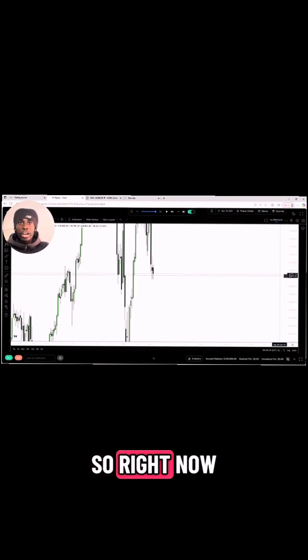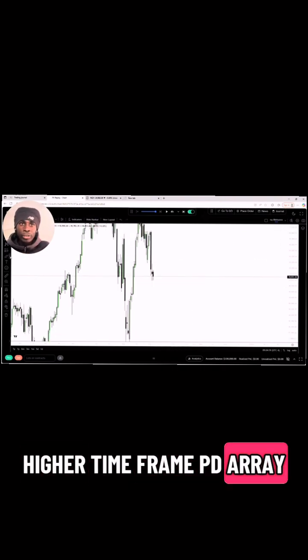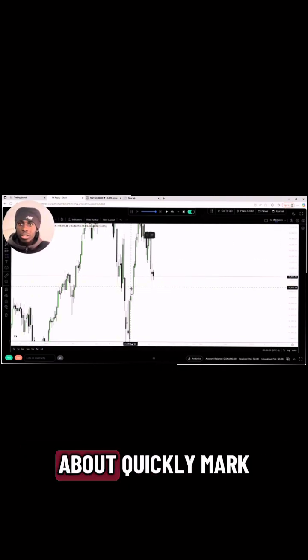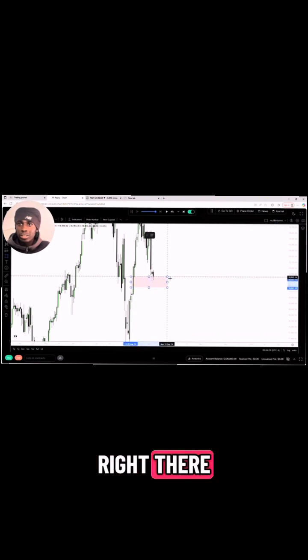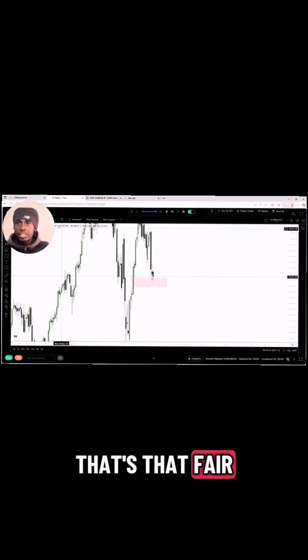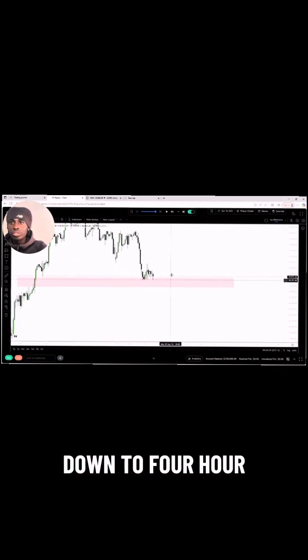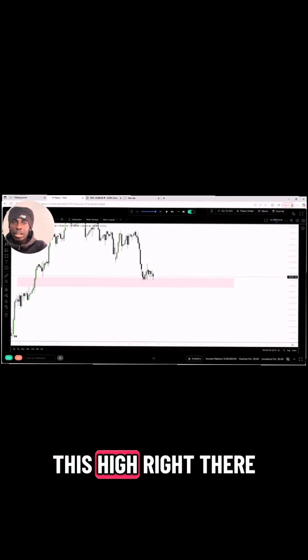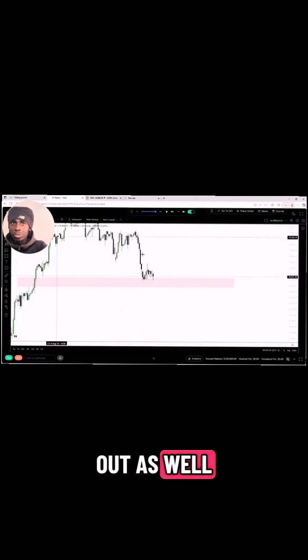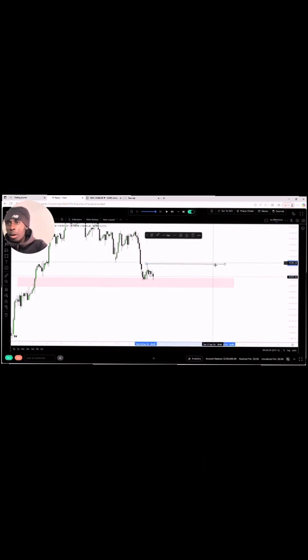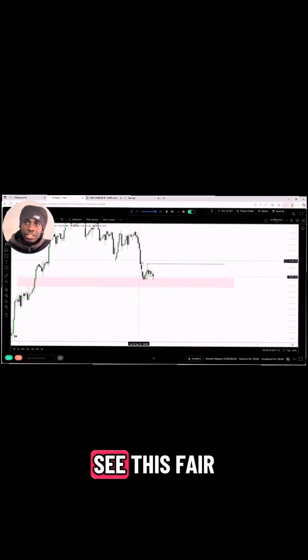So right now I'm on a daily. This is the high time frame PDRA I was talking about. Quickly mark that one out right there. That's that fair value gap there. And then drop down to 4 hour. What do we see? We see this high right there. So we're gonna quickly mark that out as well. Mark that out. And we also see this fair value gap right here.